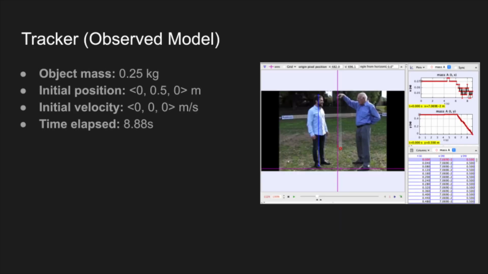Okay, so for Tracker, the object mass was 0.25 kilograms. Initial position was, we only care about the y axis, so it was 0.5 meters, and initial velocity was 0 because it was released from rest, and time elapsed was 8.88 seconds.